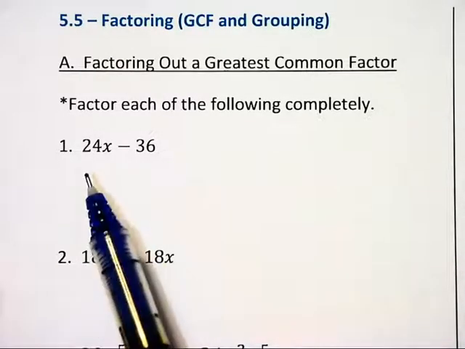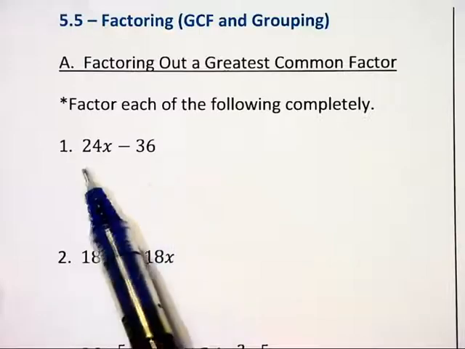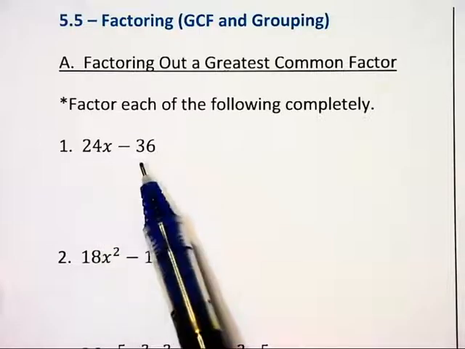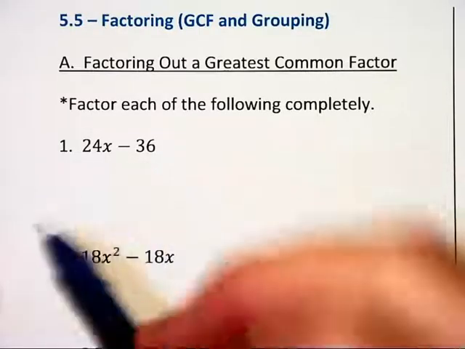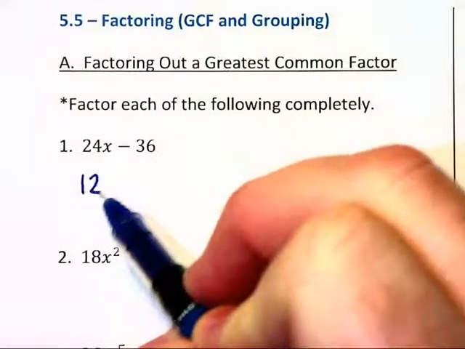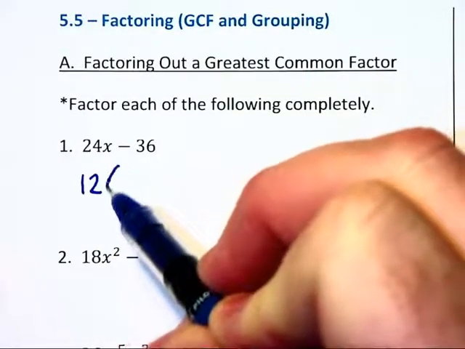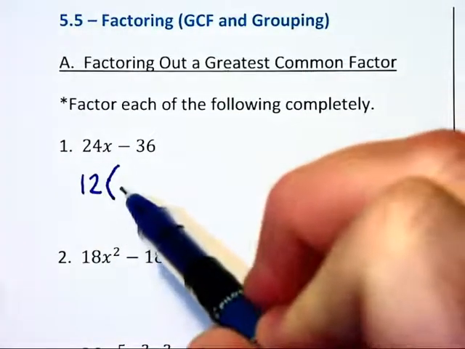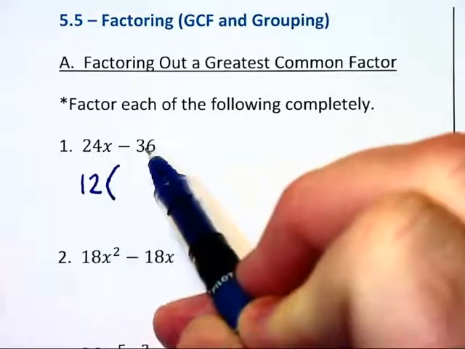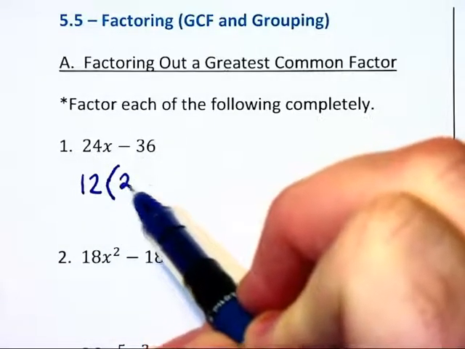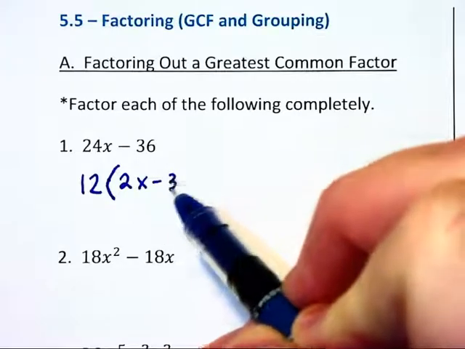What you're going to do in this first problem is ask what can go into both 24x and 36, and the answer is 12x, or just 12, is the largest thing that will go into each term. And when 12 is divided out of each of these two terms, we are left with 2x minus 3.